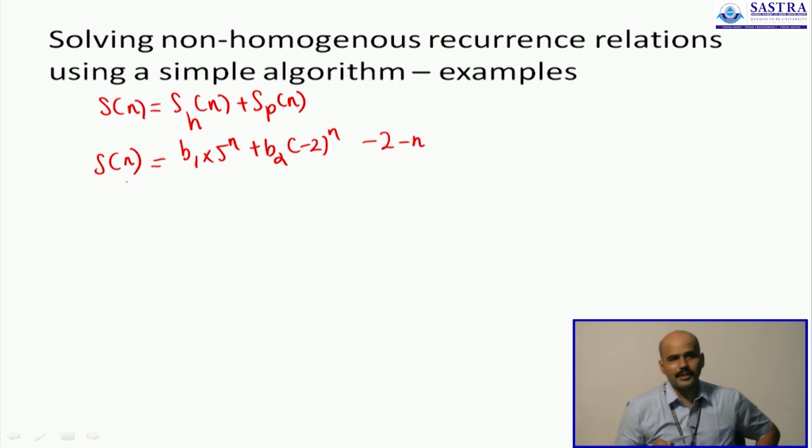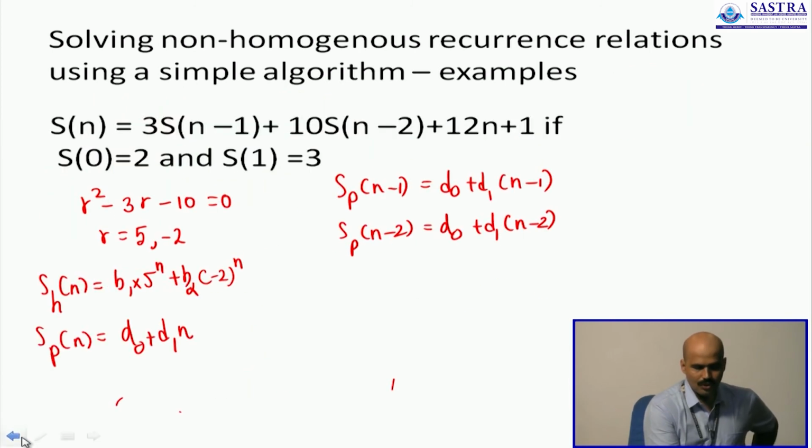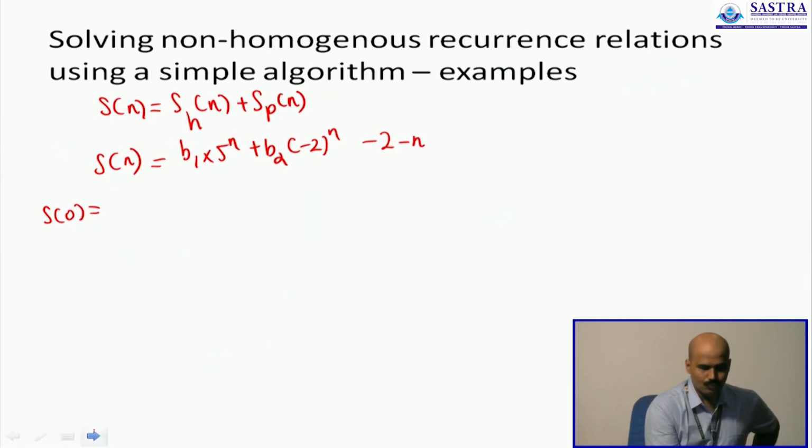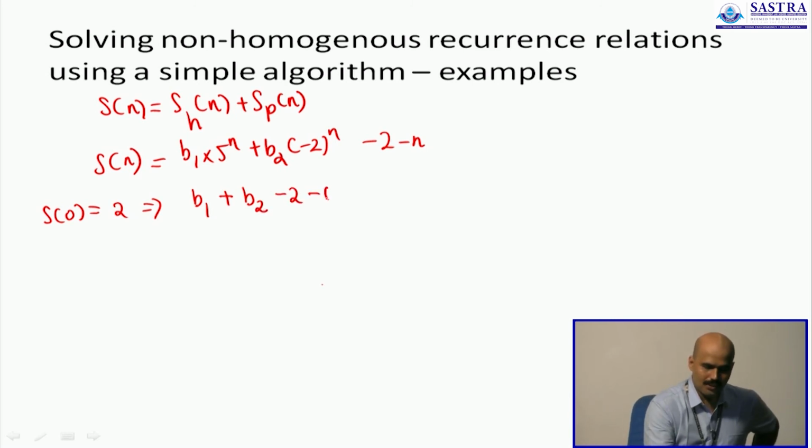The problem is completely solved as soon as we find out the values for b1 and b2, and for that we'll consider what S of 0 is. From the question, S of 0 is 2. So S of 0 is 2 will imply b1 times 5 power 0, which is 1, plus b2 times minus 2 power 0, which is also 1, minus 2 minus 0 is 2 actually. So b1 plus b2 is nothing but exactly 4.